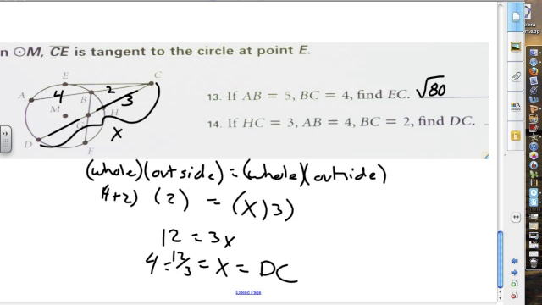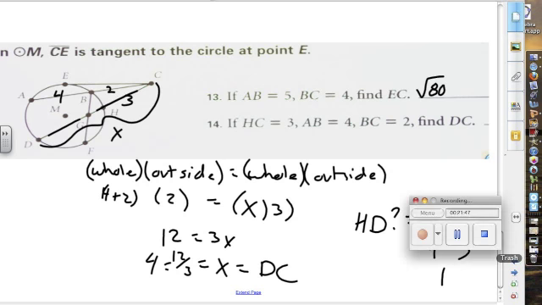Now what if they had asked us what is HD instead of DC? Well, I can do that same way. I can figure out what DC is doing by what we just did, because HD would equal DC minus HC. So DC was 4 minus 3. HD would have to be 1. Okay, so those are sample problems for Circles 1.2 type of problems. Good luck.